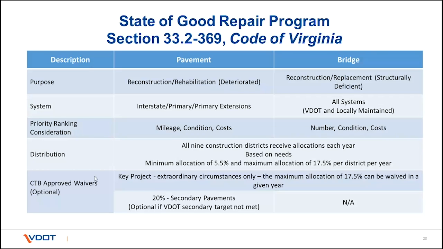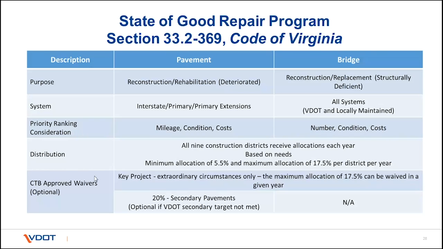Each even-numbered year, the Commonwealth Transportation Board was tasked with establishing percentages for distribution to each of our 9 construction districts. There was a base of 5.5% minimum established, with a cap of 17.5% each year. And again, that's updated every even-numbered year by November by the Commonwealth Transportation Board, and that is based on the needs established in the Commissioner's annual report.